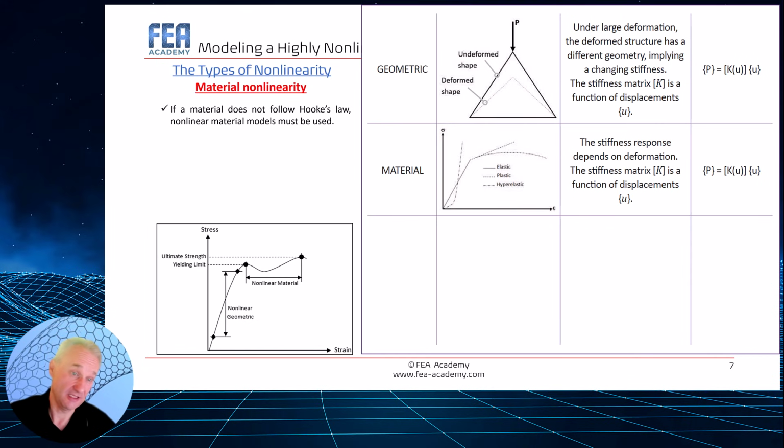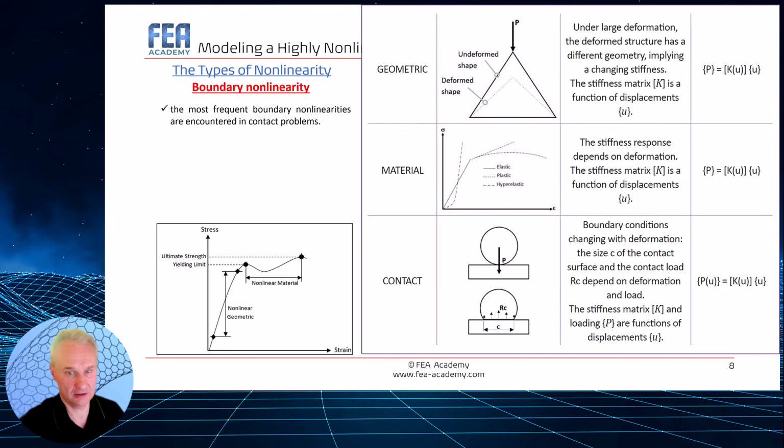Material nonlinearity, the other type of nonlinearity: if a material does not follow Hooke's law, nonlinear material models must be used. And finally, boundary nonlinearity. The most frequent boundary nonlinearities are encountered in contact problems. In this form of nonlinearity, the boundary conditions change with the deformation. In fact, the size of the contact surface and the contact load depend on the deformation and the load. So the stiffness matrices and the applied loading are functions of the displacements.